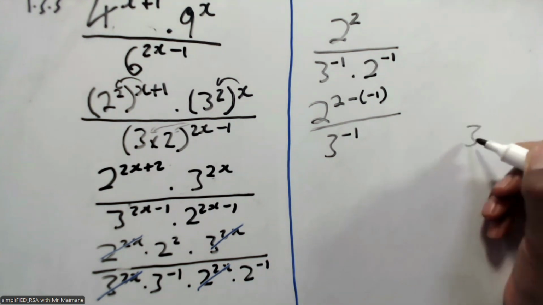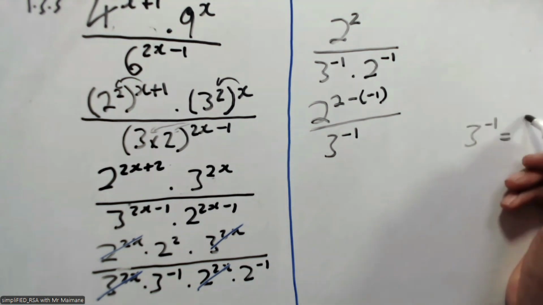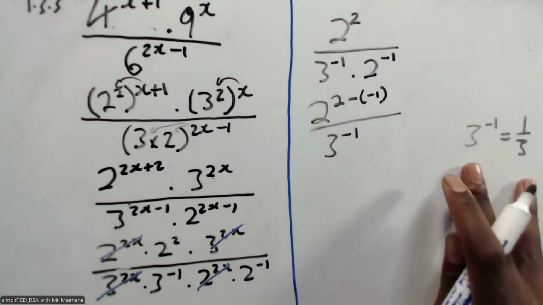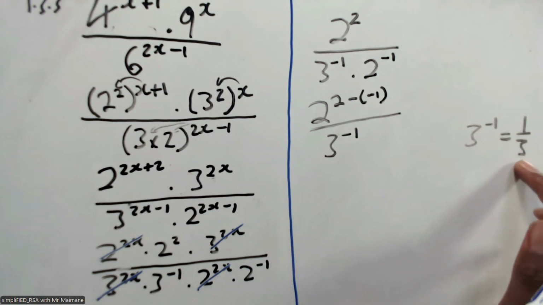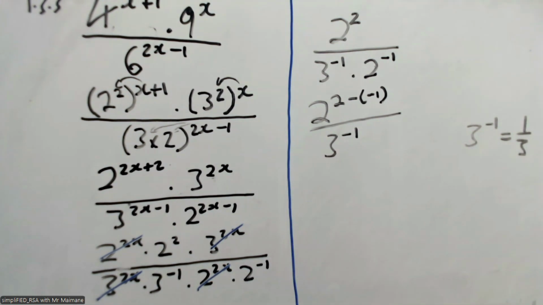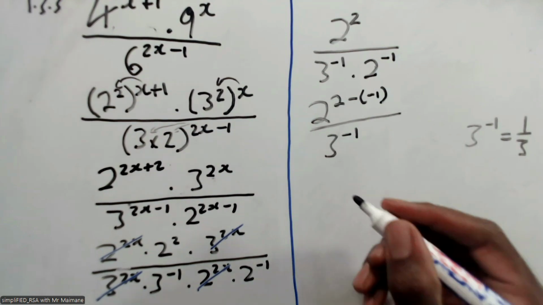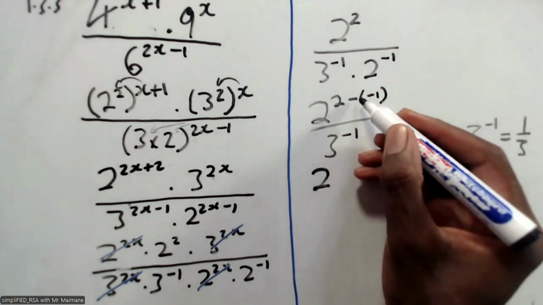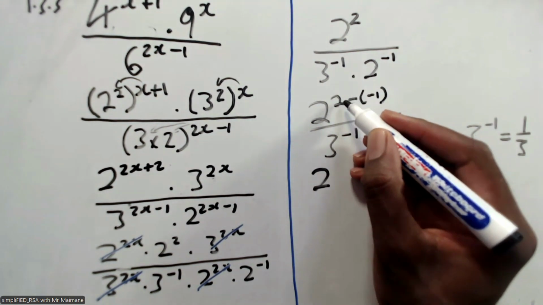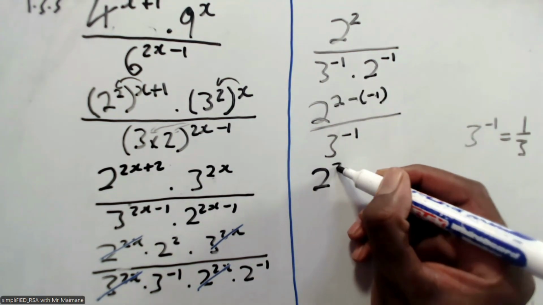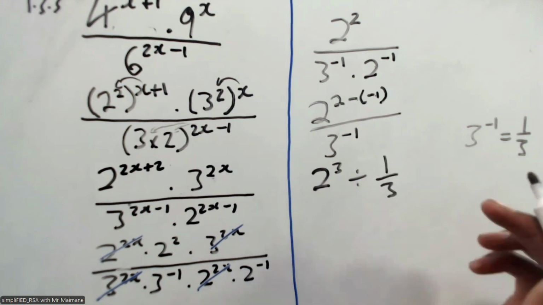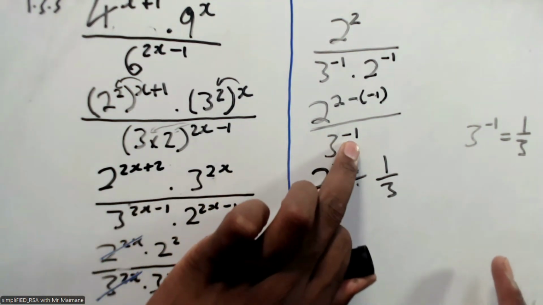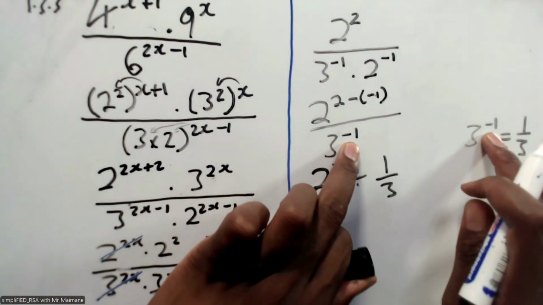But also we know that 3 to the exponent -1 is the same as 1 over 3, because it's another rule of exponents. I'm talking about this one now. So I can simplify this further by saying here I would have 2 to the exponent of 2 minus -1. This is going to give me 2 to the exponent 3 divided by 1 over 3.